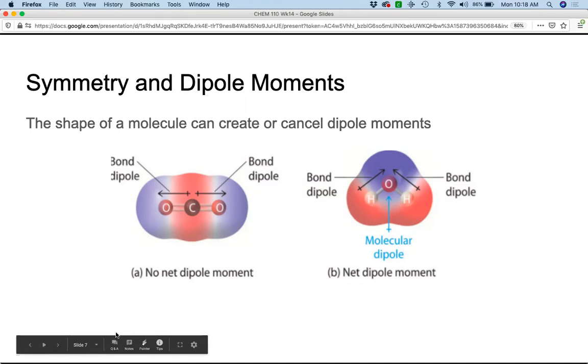So I want you to take a moment before we transition and write a claim evidence reasoning statement. For this example, make the claim that water has a molecular dipole, what's the evidence for that, and your reasoning. Or make the claim that carbon dioxide does not have a net dipole moment. What's the evidence and the reasoning for that? So take a moment and in your notes, construct a claim evidence reasoning statement.